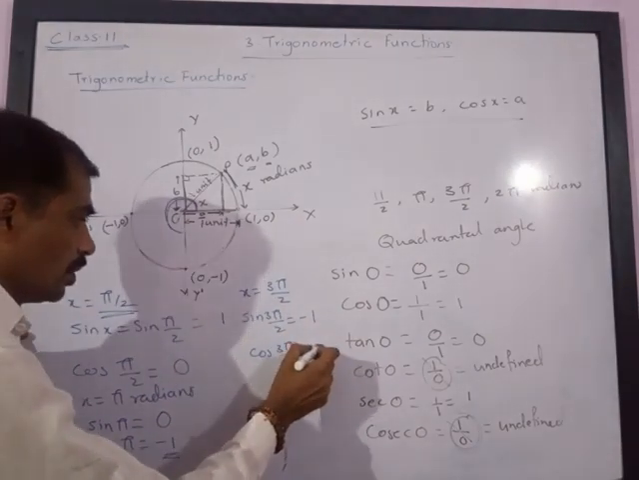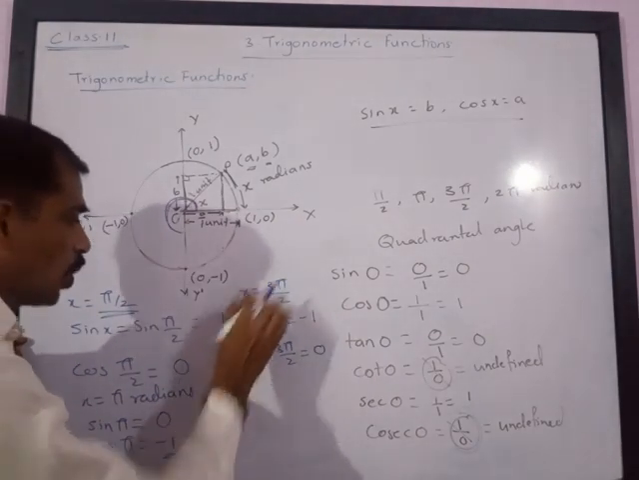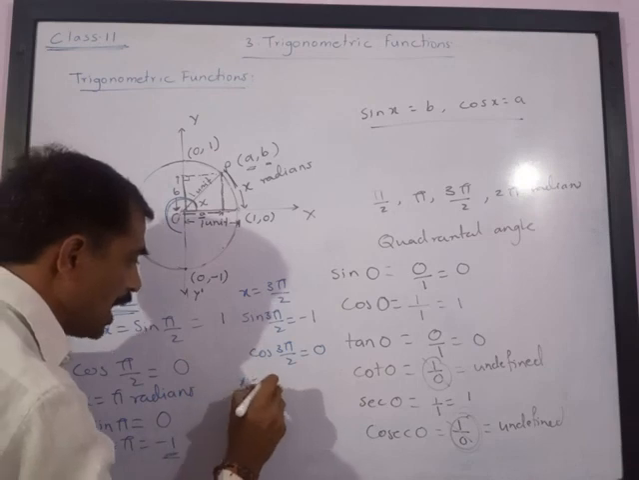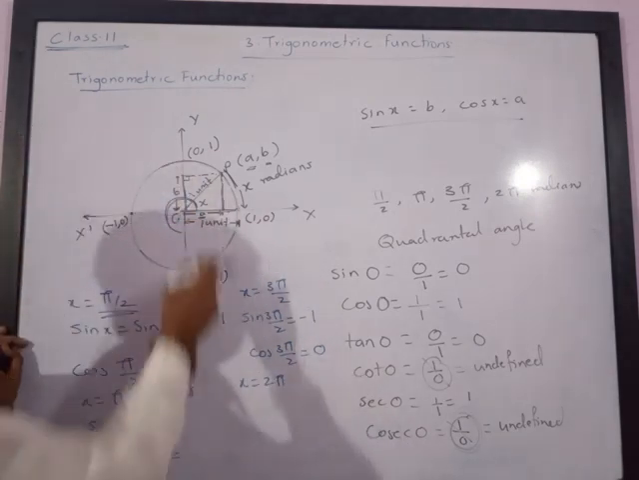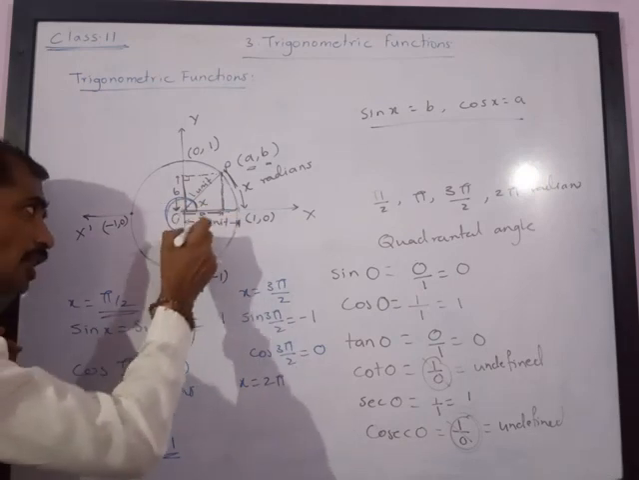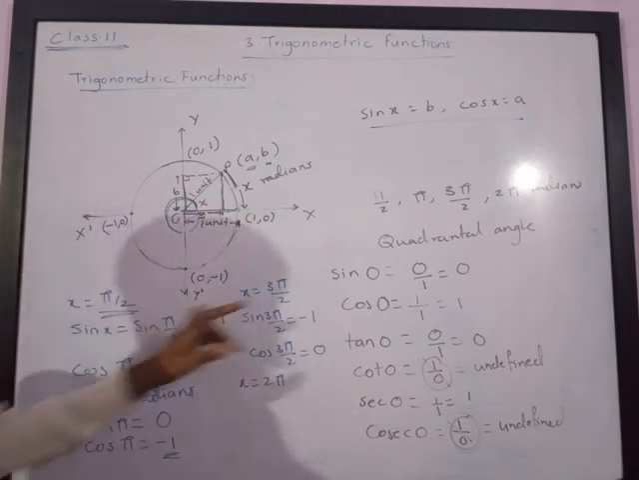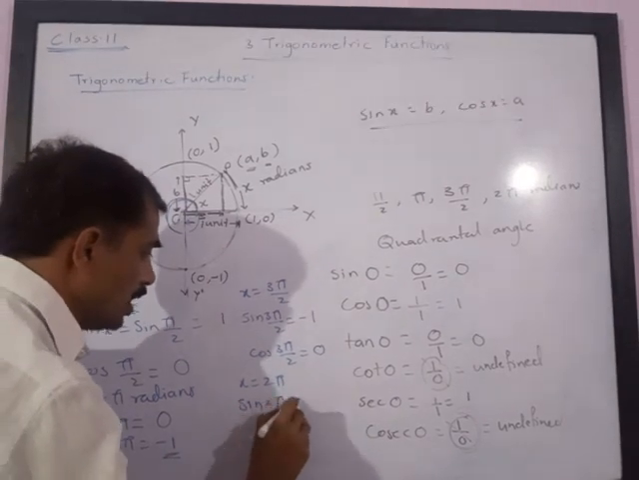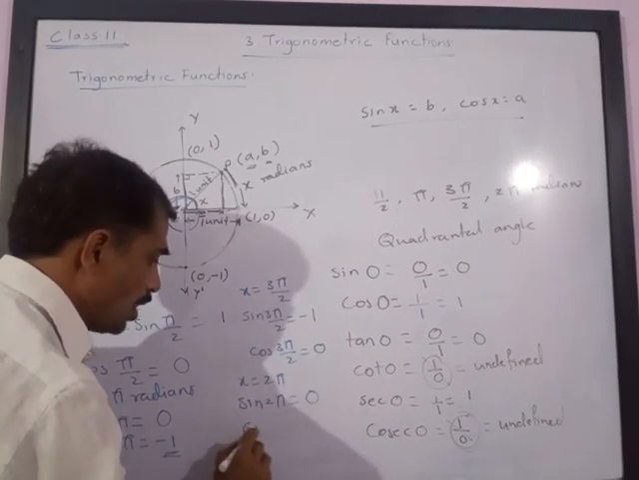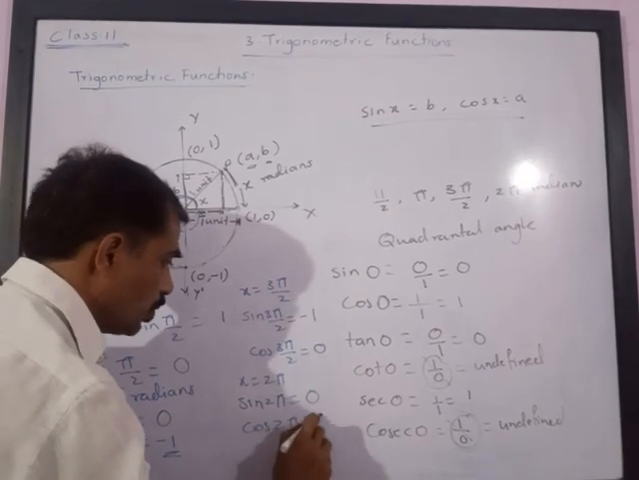Now, if you take twice pi, when central angle is equal to twice pi, that is terminal arm again comes to the same place, that is equal to 0 angle. So you will get sin 2 pi is equal to 0 and cos of 2 pi is equal to 1.